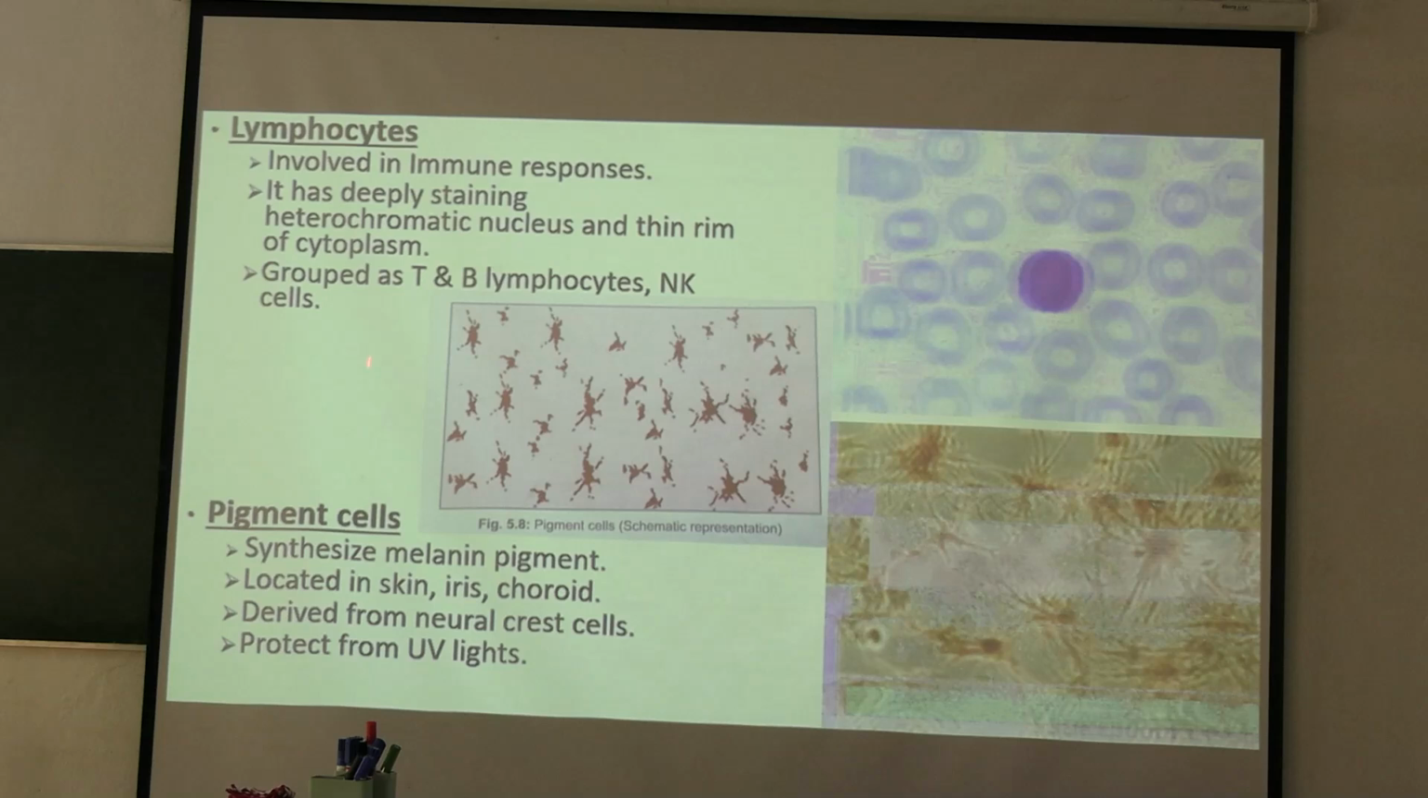It is grouped as B and T lymphocytes and NK cells, natural killer cells. Okay, three types of lymphocytes are present in our body.